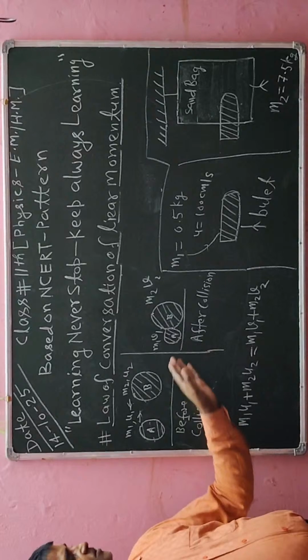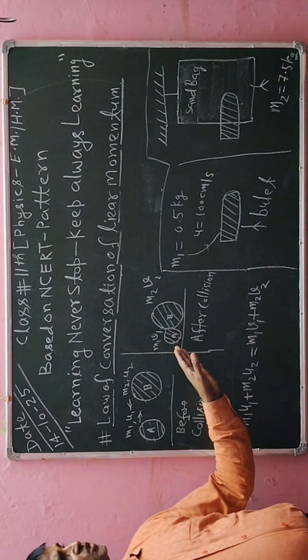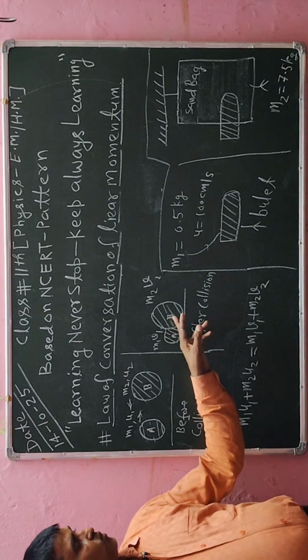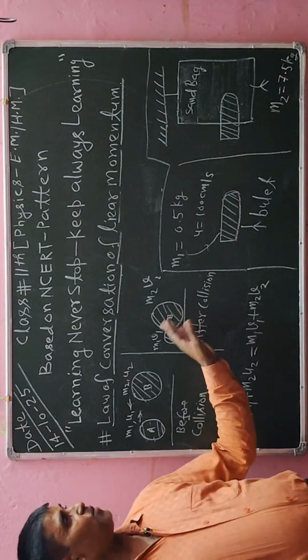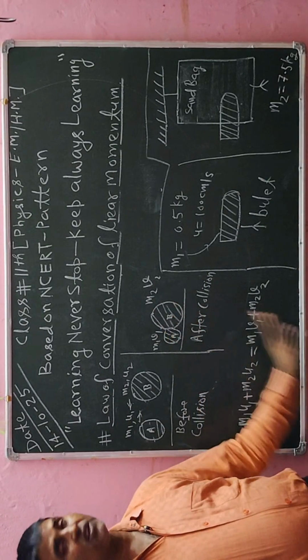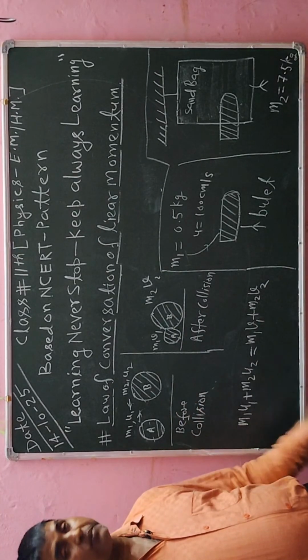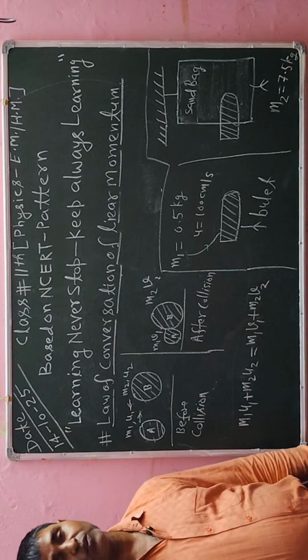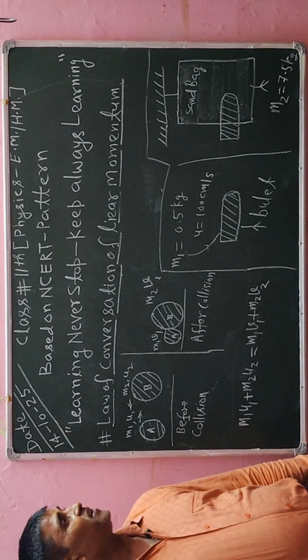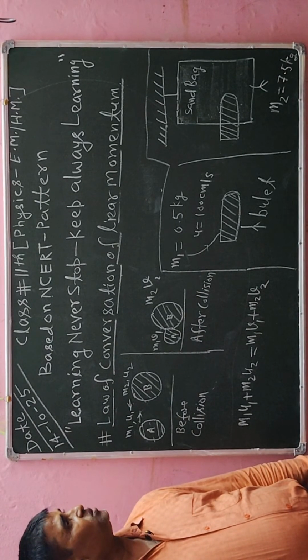Similarly, after collision there is no change in mass, only velocity will change. So object B will also have the same mass, but its velocity will change. Okay, all this information I will also explain in Hindi, so students who are reading in Hindi medium can understand it.